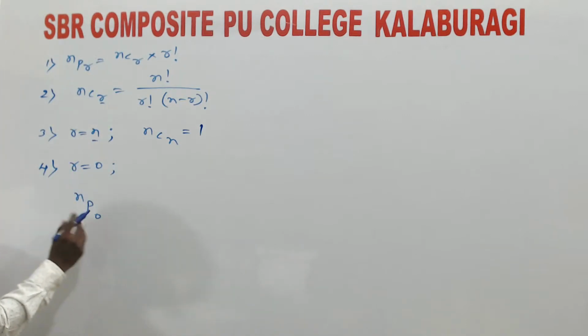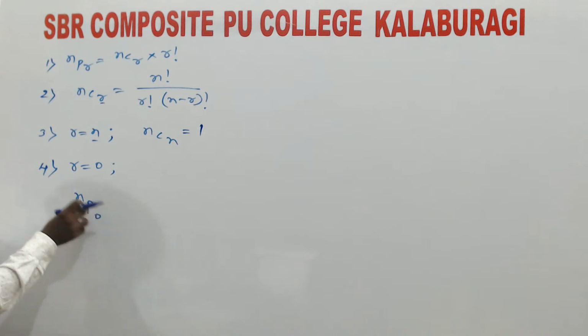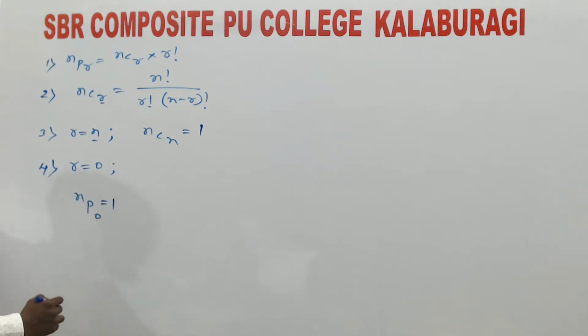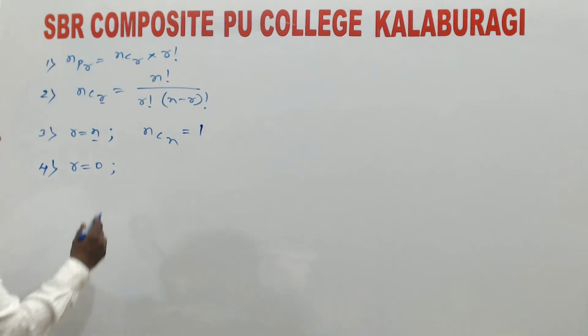So what was the value of nP0? Arranging 0 out of n objects is 1. Okay, now let's see what is nC0.